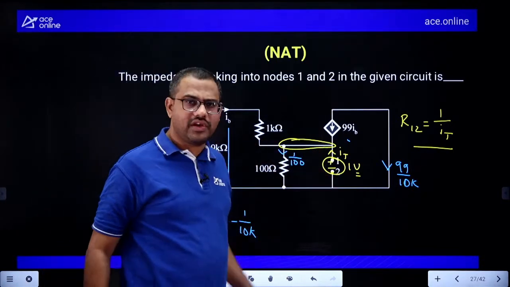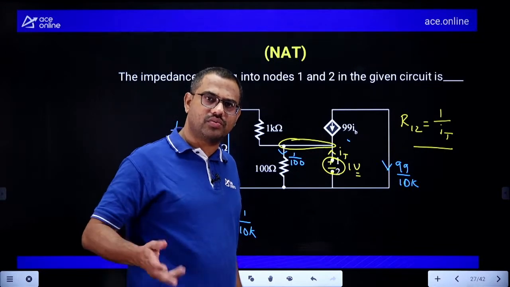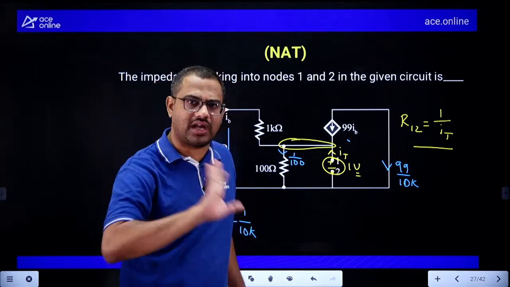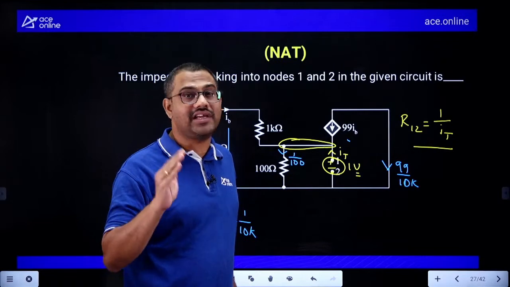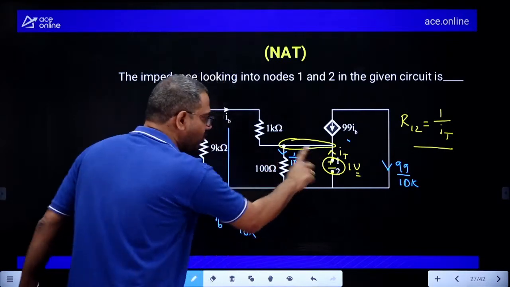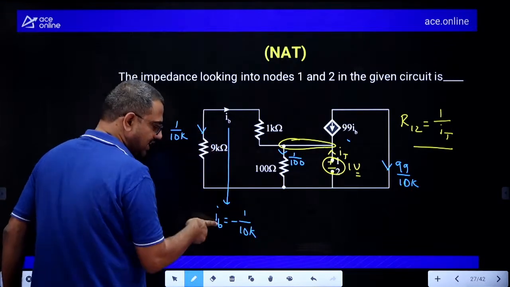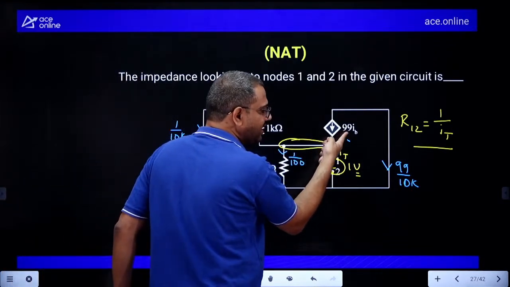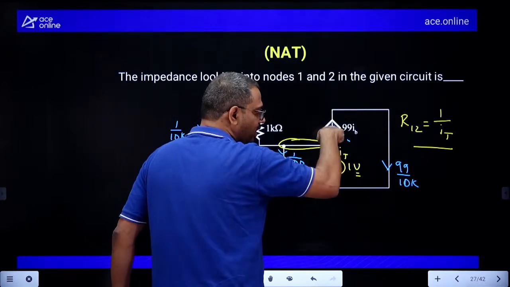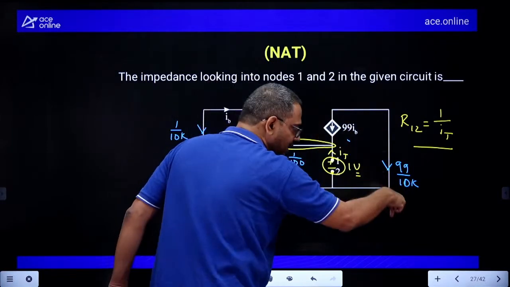So I gave 1 volt, a test voltage of 1 volt. You may say, sir, why did you take 1 volt? Why can't it be 100 volts, 1000 volts? Anything you take, your lucky number also, the answer will come, because the V by I ratio is R. So I took 1 volt and I want I total. This is 1 by 100, this is 1 by 10K, but IB is minus 1 by 10K, so this is minus 99 by 10K. Minus 99 by 10K going down this way means 99 by 10K going down.